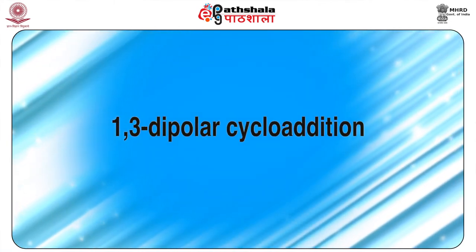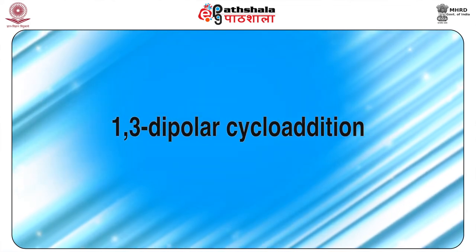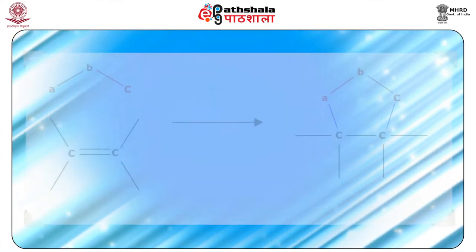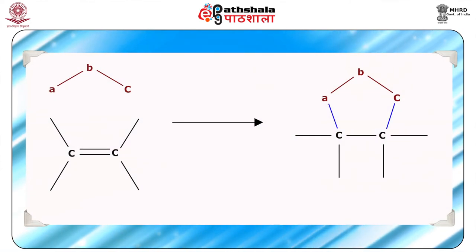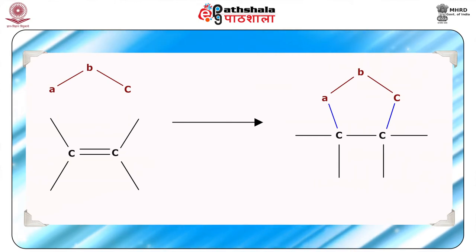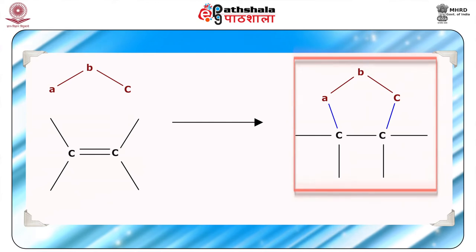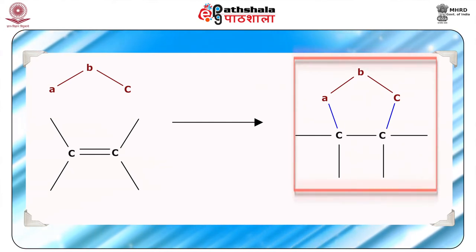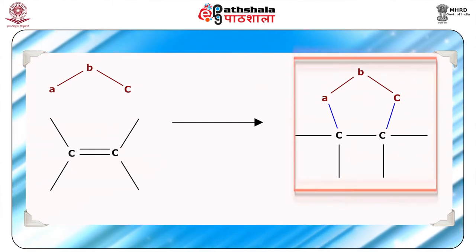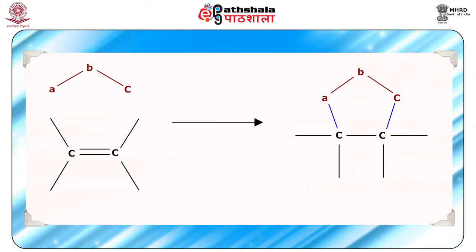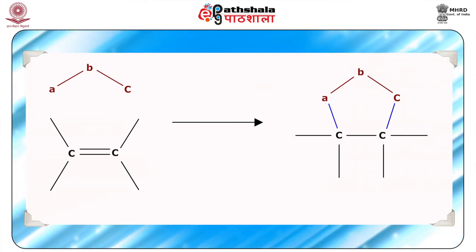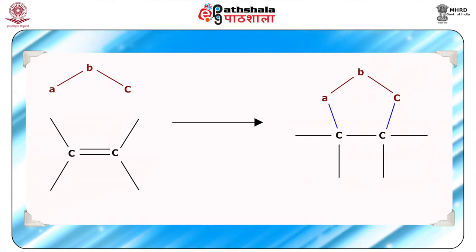Next, let us talk about 1,3 dipolar cycloaddition. Molecules with 1,3 dipoles react with alkenes or alkynes or their heteroatom substituted analogs in a 3+2 cycloaddition fashion, giving rise to cyclic products. Such reactions are quite useful in the synthesis of alkaloids, including asymmetric synthesis.